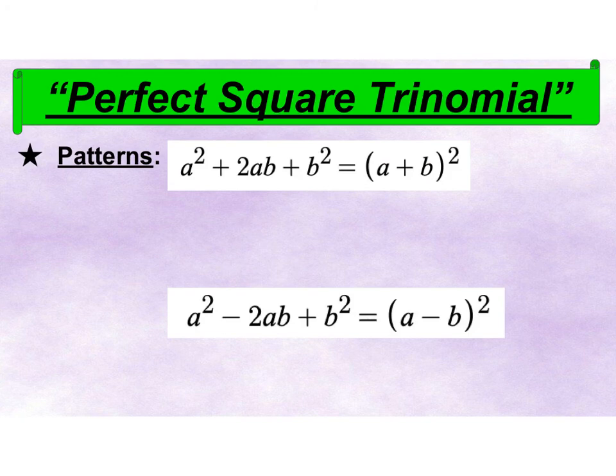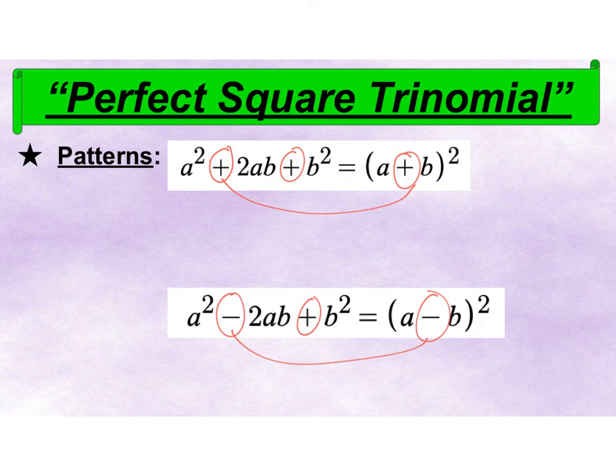So the pattern with a's and b's becomes this. Notice that the b squared is always going to be positive, because you're squaring, it's going to be positive. If we have a positive b, then we have a positive sign there. If we have a negative, then we have a subtraction sign there.